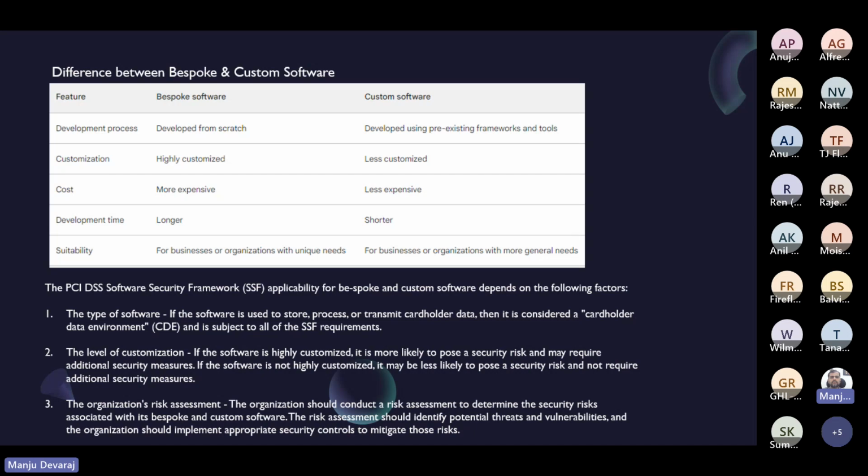Applicability of it depends on these factors. One is the type of software, another is the level of customization, and the third is organization risk assessment. These are the three factors which go in there.